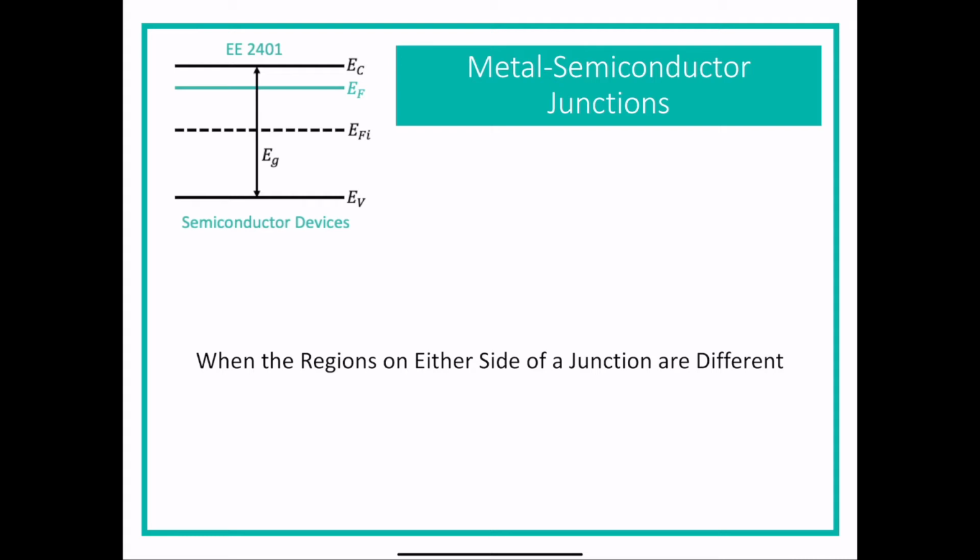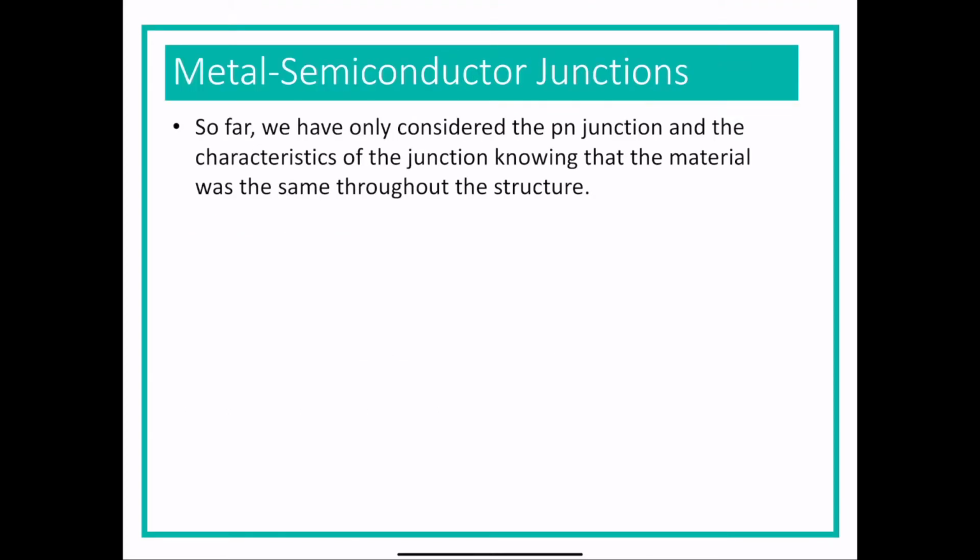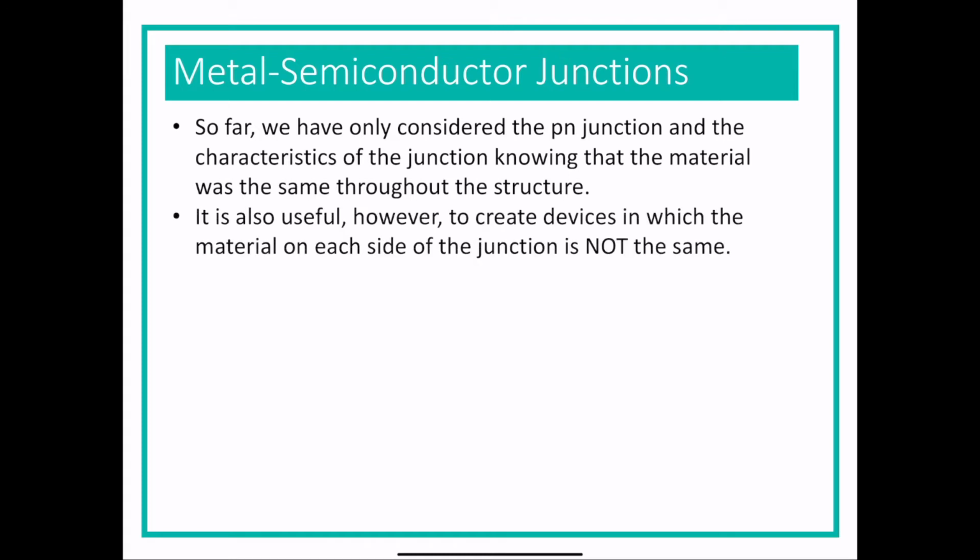So far, all we've been talking about are semiconductor junctions. So we have talked about PN junctions in which we have a P-type material and N-type material together. And we have talked about how the semiconductor materials work on either side of the barrier. However, sometimes we can also create devices and put different types of material on each side of the junction.